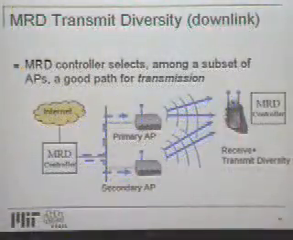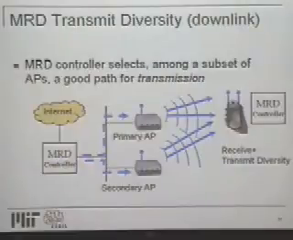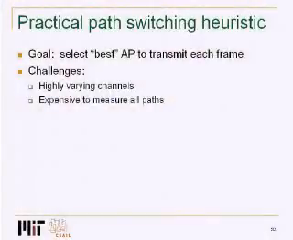And for downlink, you can combine transmit diversity with receive diversity if you can afford to install another radio and run the MRD controller on the client. So typically on an iPack, that might not be possible, but for other more powerful machines, or even desktop machines with 2 radios, that is more feasible.